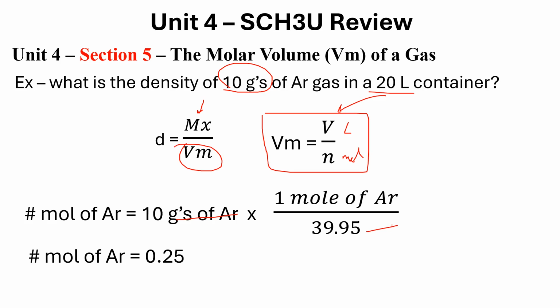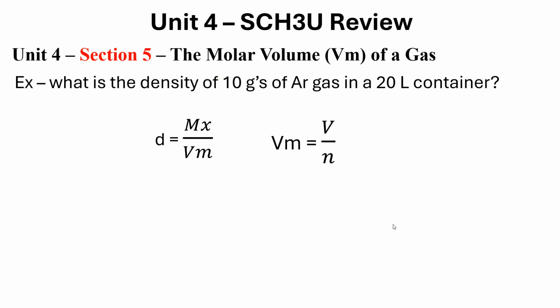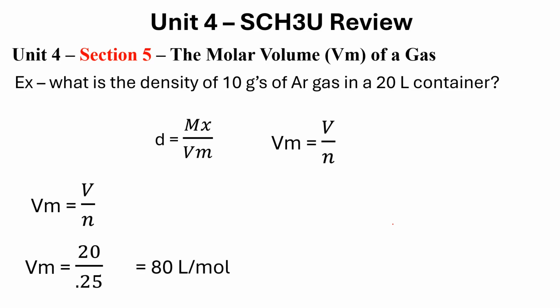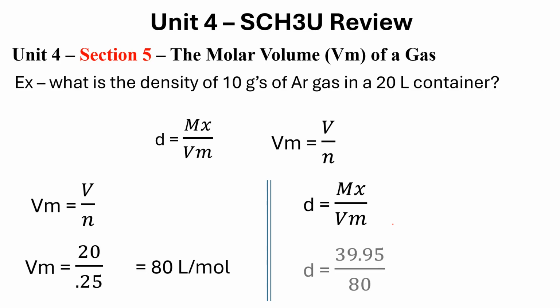But now that we have that, we've got everything we need to go ahead and calculate our molar volume. So remember that this question is saying that our volume was 20 liters, it's in the question, and we just found our moles at 0.25. When you divide those two out, you get 80 liters per mole. Now we can find our density, because we still know our molar mass, 39.95, and now we know our molar volume of 80. And when you do that, you get 0.5 grams per liter.